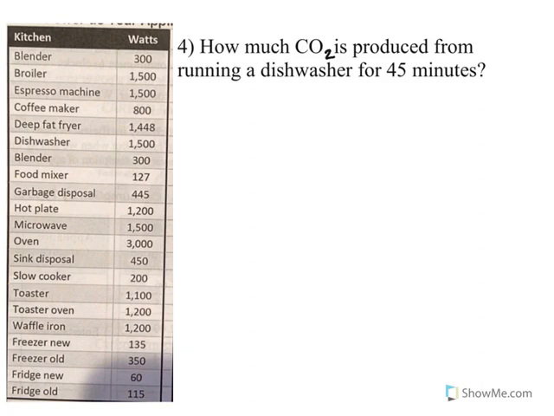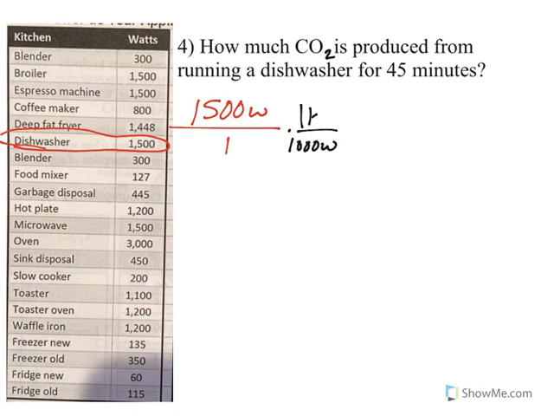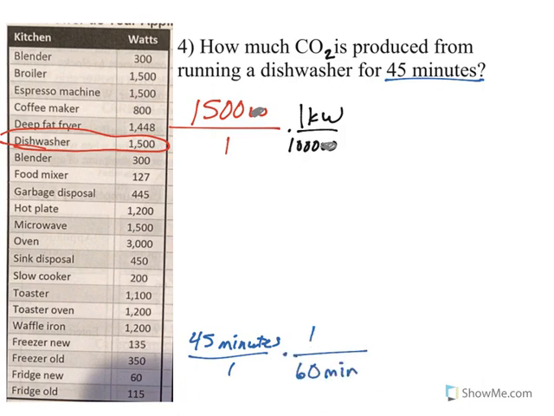How much CO2 is produced from running a dishwasher for 45 minutes? All right, dishwasher. We find it. It uses 1,500 watts. 1,000 watts is 1 kilowatt. Watts are gone. How many hours? 45 minutes. Okay, so if you're like, what do I do? Remember that 45 minutes is part of an hour. Well, how many minutes are in an hour? This is just kind of like a dimensional analysis problem. We know that there are 60 minutes in 1 hour. So that makes your minutes go away.